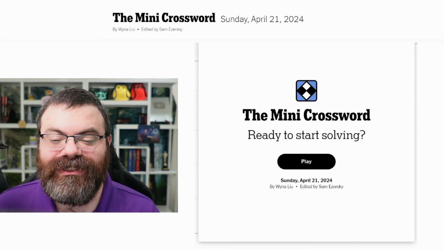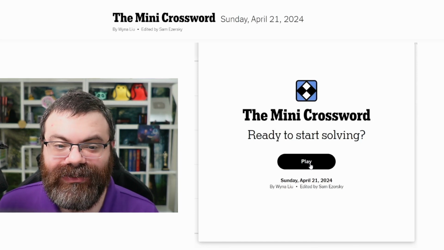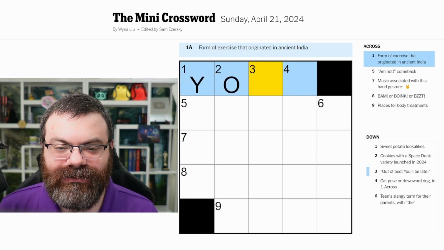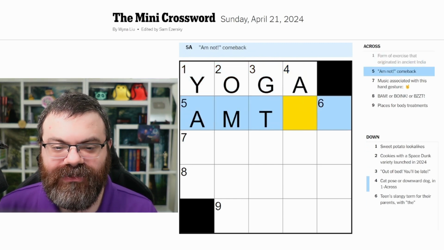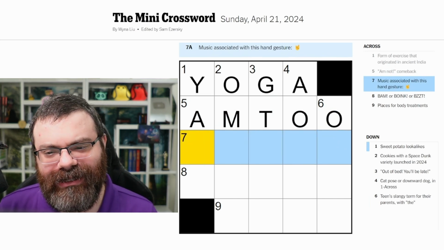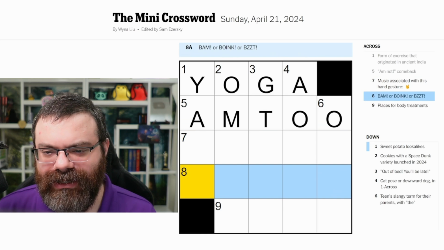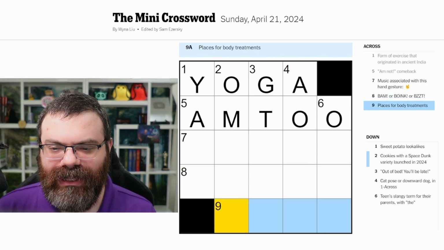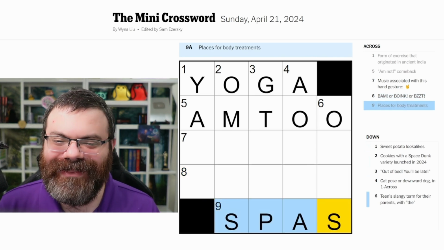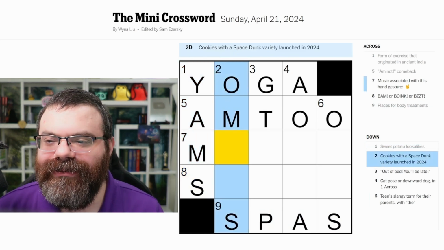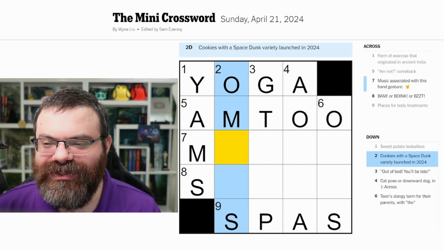Let's do the mini crossword for Sunday, April 21st. Let's go. Form of exercise that originated in ancient India. Yoga. Music associated with this hand gesture. Rock. Rock doesn't fit. I'm not sure then. Bam, boink, and bzzd. Onomatopoeias. Buzzers. I don't know. Places for body treatments. Oh, spas. Okay, I thought they meant where on the body. I was like, what? Sweet potato lookalikes, yams. Cookies with a space dunk variety launched in 2024.